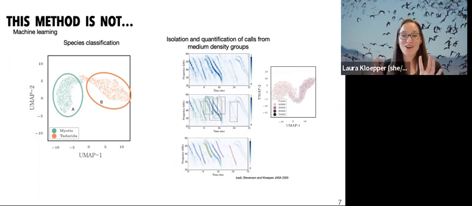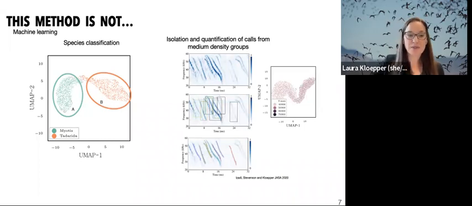Machine learning, we all know it. We all hopefully love it. Many of us probably use it. It has wonderful applications in the field of bioacoustics, but it also can be computationally intensive. This method, the censusing via acoustic energy, does not do this.